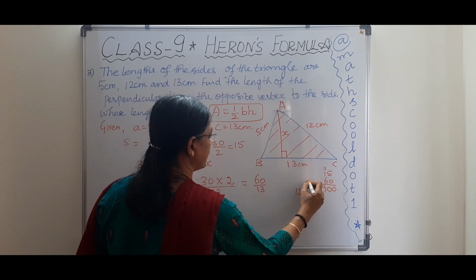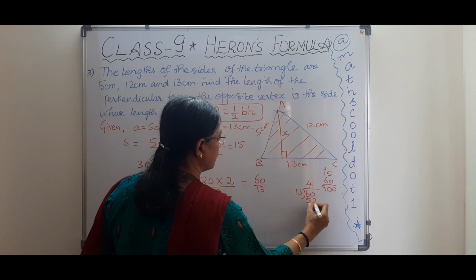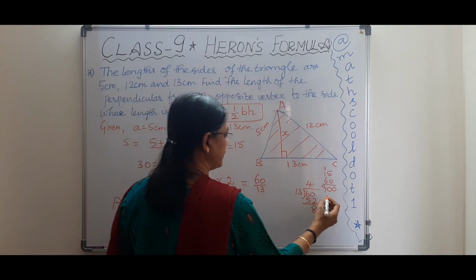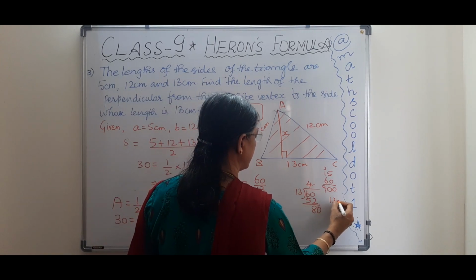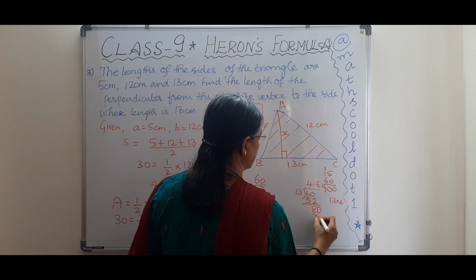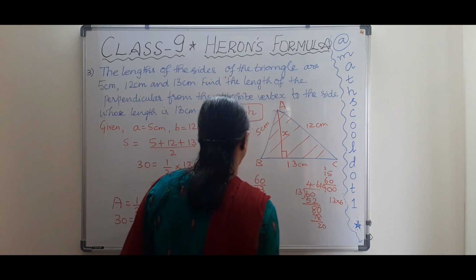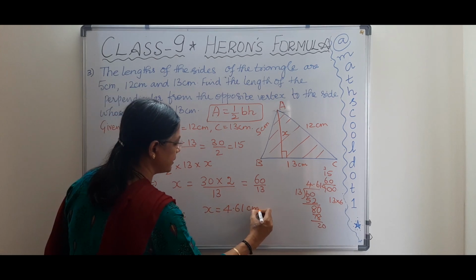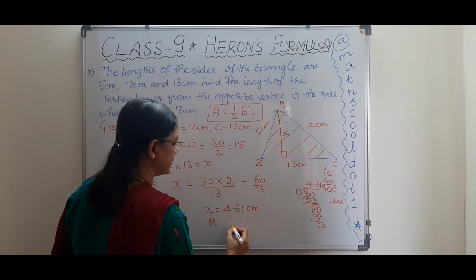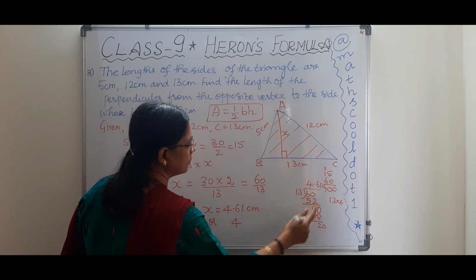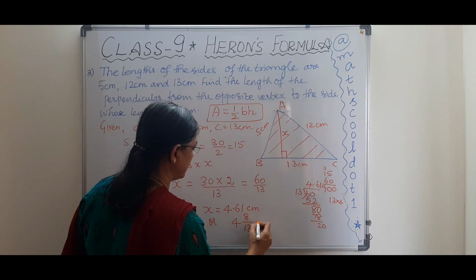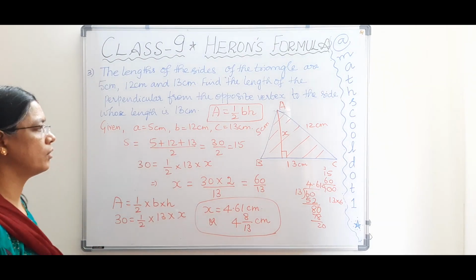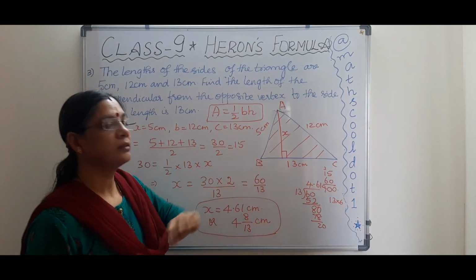3 4s are 12, 4 4s are 52, isn't it? So 80, 80, 4.80, 13 6s are 78. So 4.61. It's approximately, x is equal to approximately 4.617 centimeter, or we can also write it as 60 by 13 centimeters. Do you understand? So this is the length of the perpendicular drawn from the opposite vertex to the side, 13 centimeters.